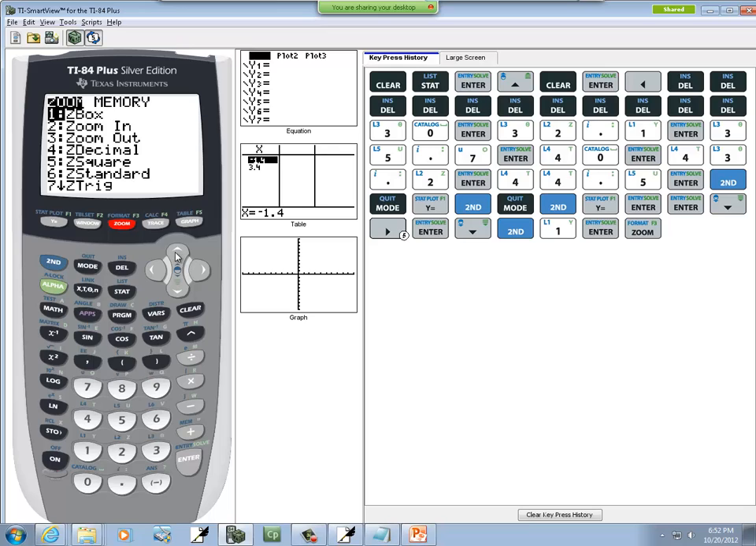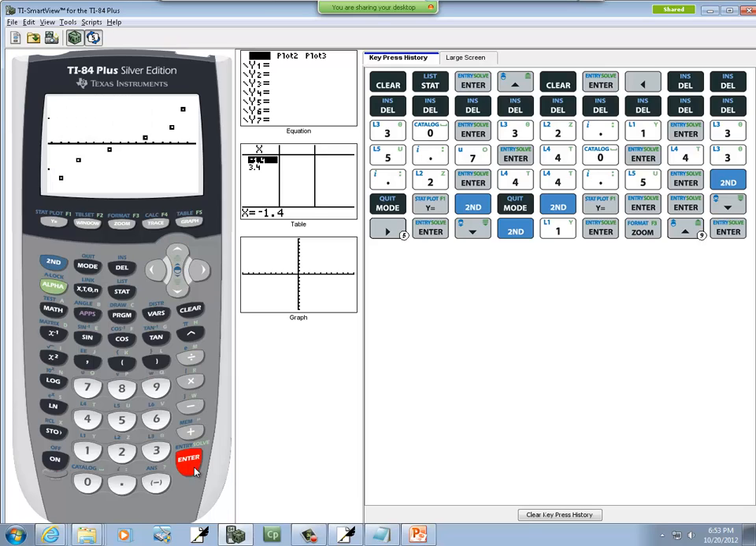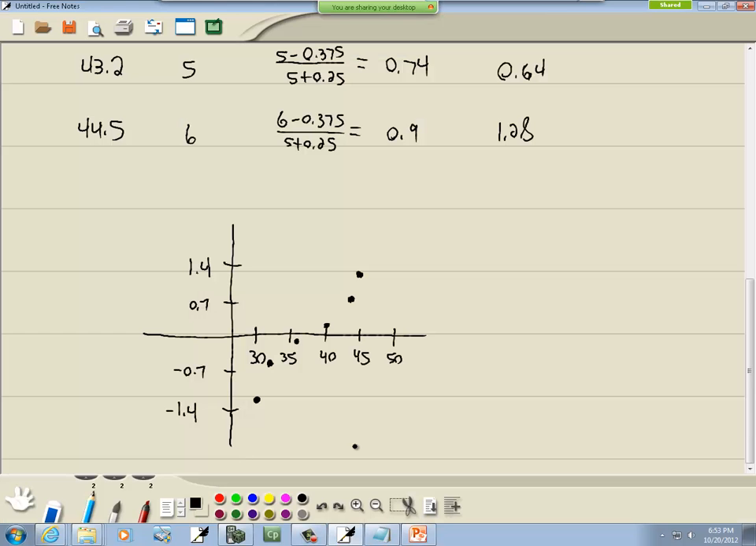So press zoom and I'll up arrow to, well, I should have down arrowed, I guess. Didn't realize I had all this here. Zoom stat number 9. And that gives us our plot. Let's see how close I am. Not too bad for plotting. I'm not very good at plotting points.